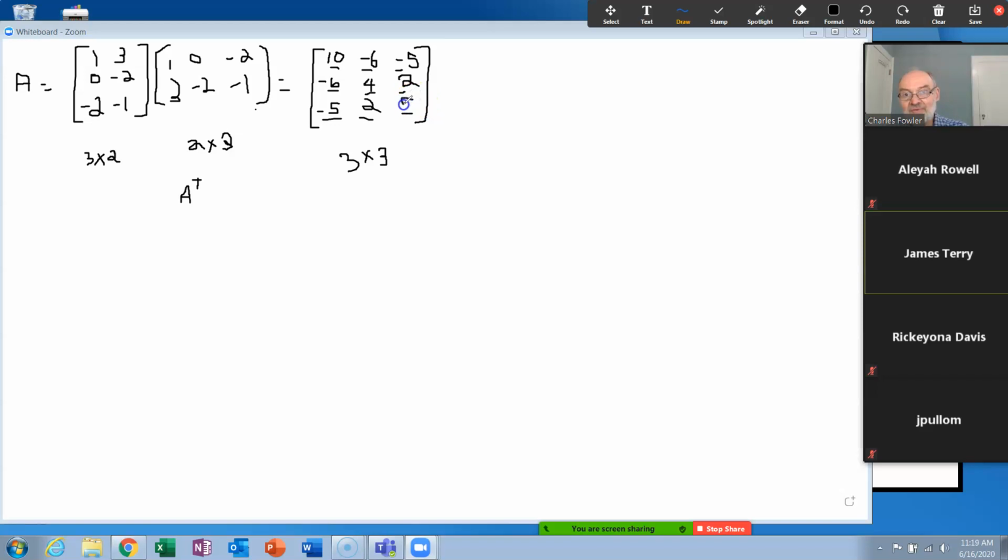Now, is there anything else special about this square matrix, which is the product of A times its transpose? Let's see. Look at these two numbers. They're the same. Look at these two numbers. They're the same. Look at these two numbers. They're the same. What do we call a matrix that reflects itself across the main diagonal? We call it a symmetric matrix.